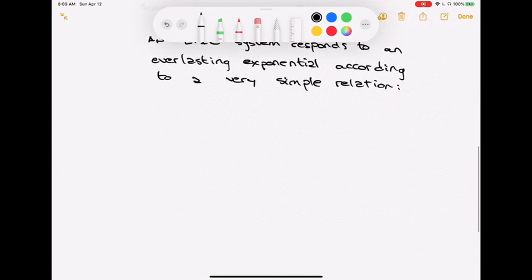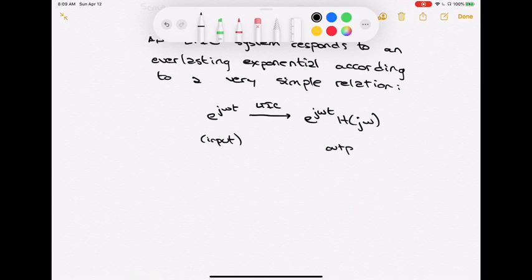The idea is that we have this everlasting exponential, call it e to the j omega t. That's our input, and it goes into our system. So we have some linear time invariant continuous system going there. And what comes out is that same everlasting exponential e to the j omega t, except now it's multiplied by that complex constant H of j omega that depended on the system transfer function, or the system function capital H. And that's our output. So we get an everlasting exponential in, the same exact everlasting exponential out, modified only by a complex constant.